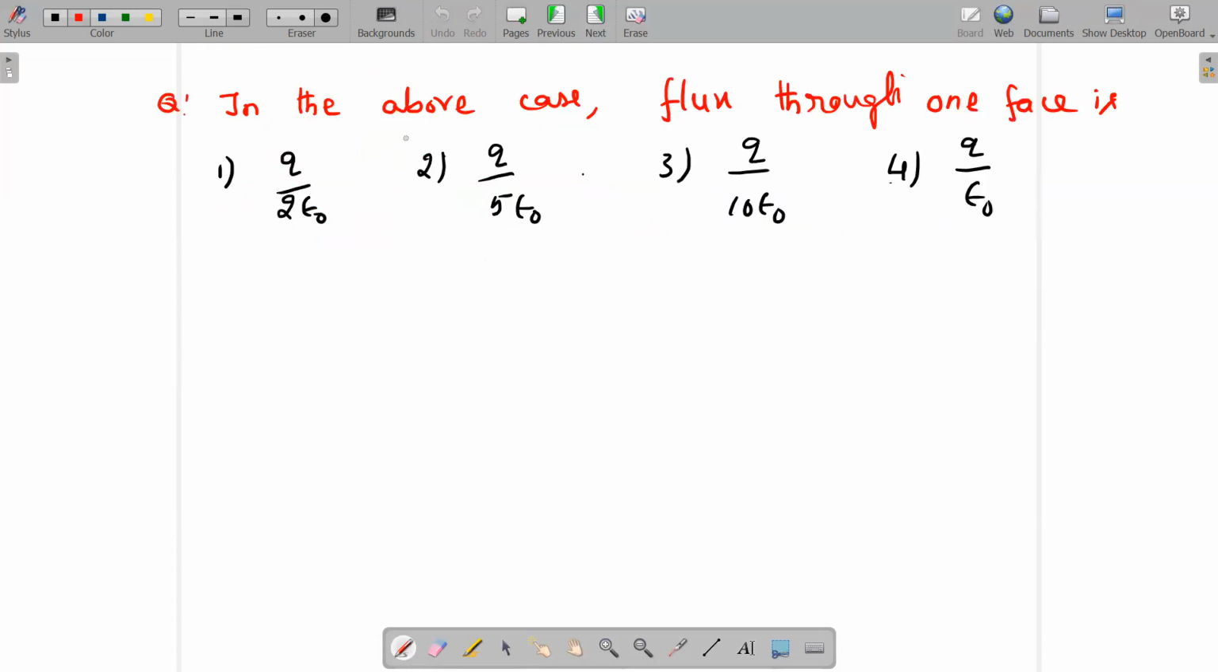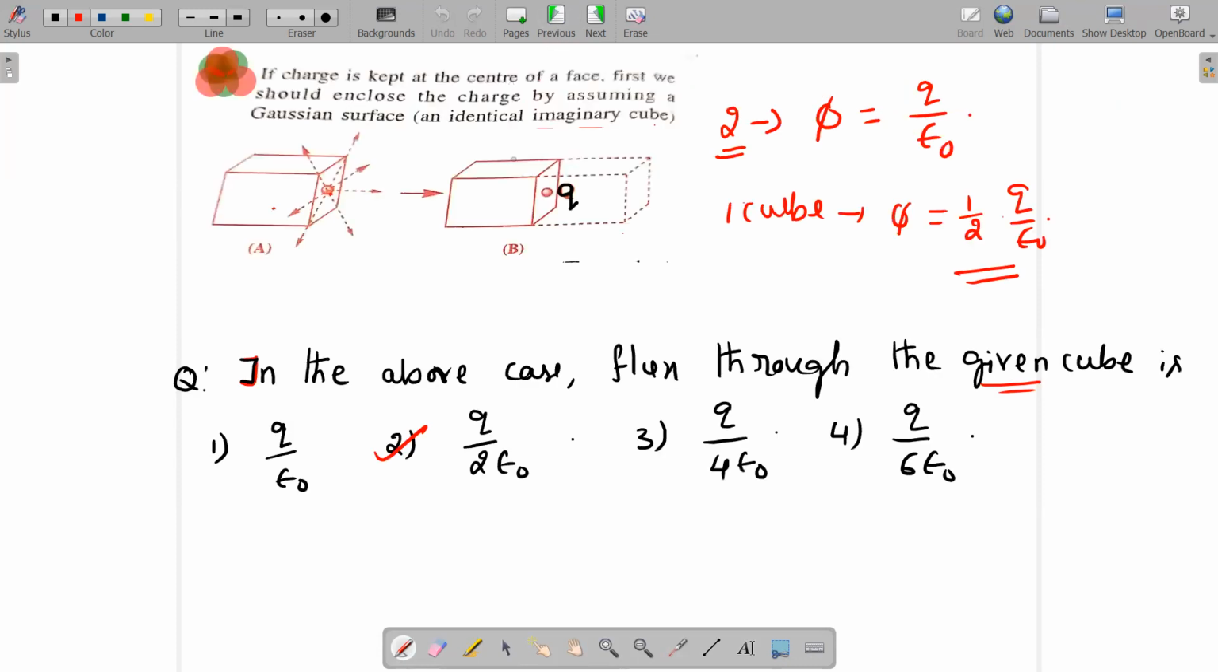Next one. In the above case, what is the flux through one face? We have discussed through one cube. Now through one face, try to go through the diagram once again. Here is the charge at the center of one face of a cube. Through one face, how much flux is passing through? Through one cube, the flux passing through is Q by 2 epsilon naught. So through one face, how much?